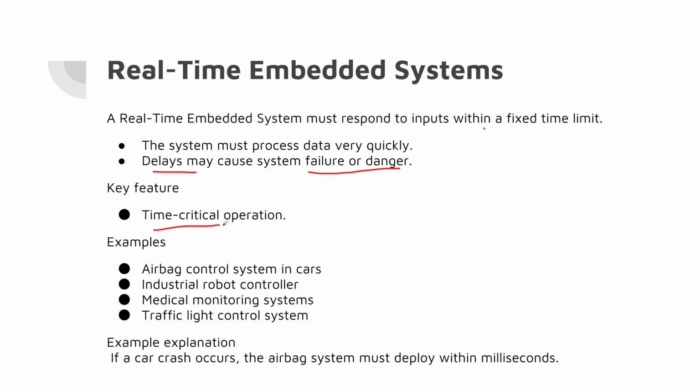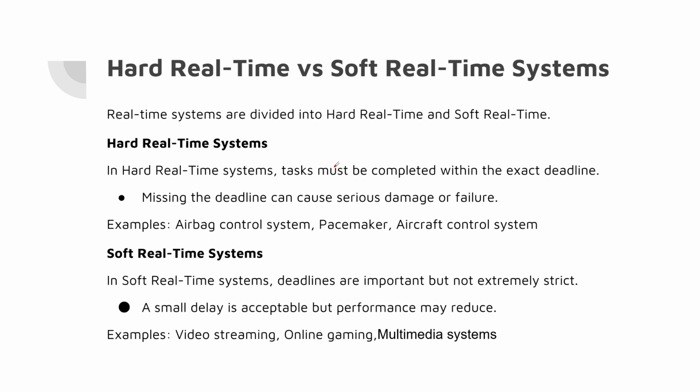The key feature is time critical operations. Some examples: when a car is hit, the airbag is automatically deployed. This is an example of a real-time embedded system. Other examples are industrial robotic controllers, medical monitoring systems, and traffic light control systems. All of these come under real-time embedded systems, because in all the use cases time is very important and even a small delay is not acceptable. Real-time embedded systems can be further classified as hard real-time systems and soft real-time systems.